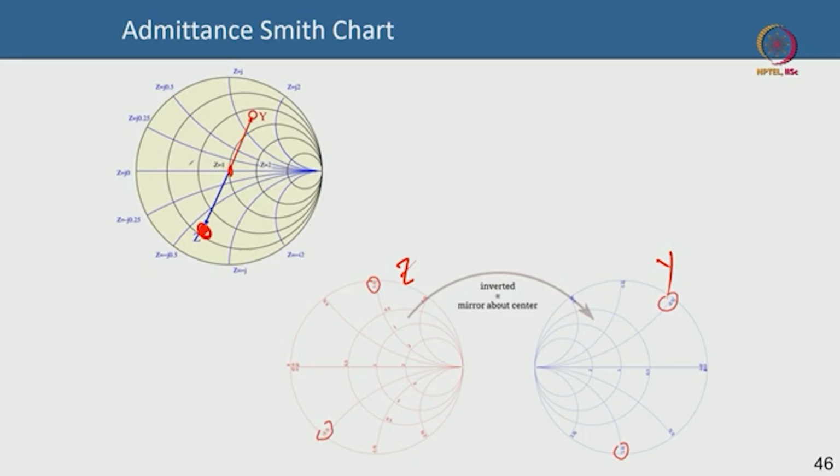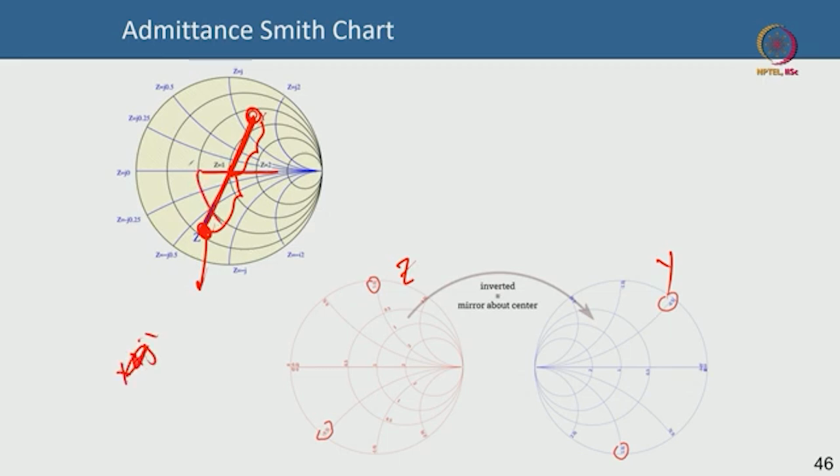If I take a diametrically opposite point here, which means this is some length, I go exactly the same length on the other side of the circle, it is a diametrically opposite point here, then this point gives you the admittance, this point gives you the admittance corresponding to that Z. So, suppose this Z is maybe, I don't know, some x plus jy minus jy.